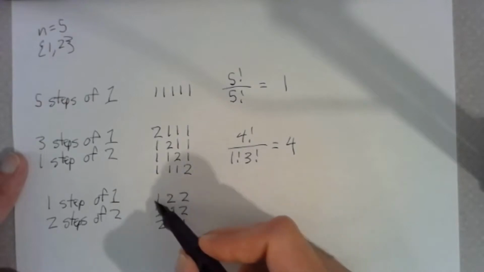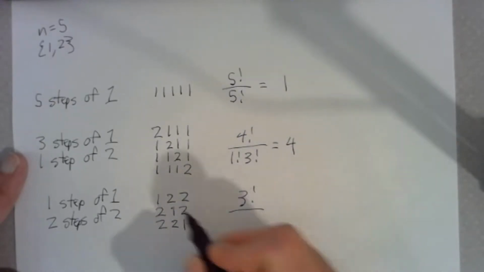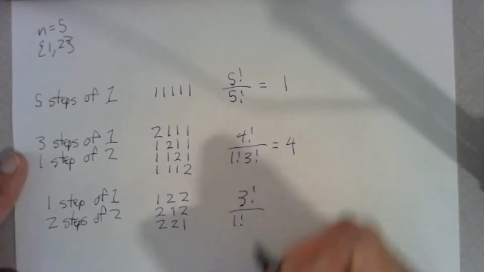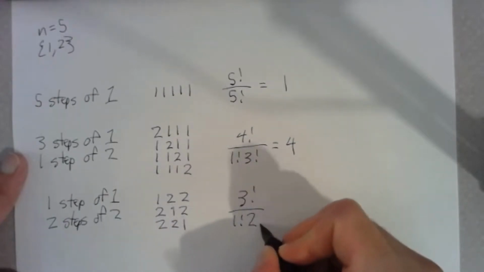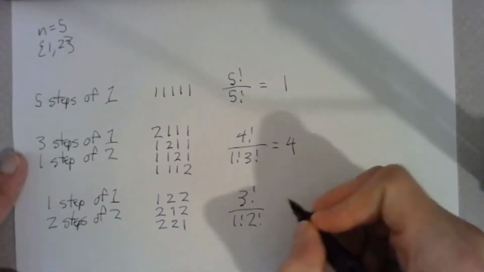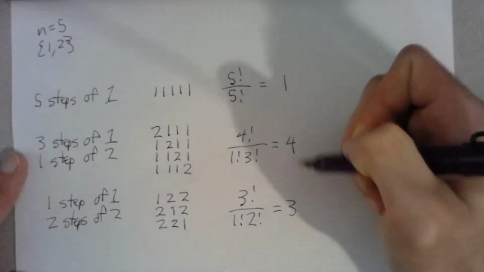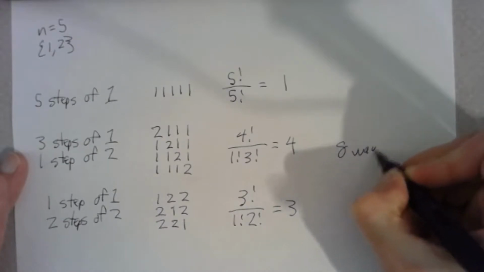For the third case, I have 1, 2, 3 total objects. Of the first type, I just have 1, so 1 factorial. The second type, I have 2 of them, so that would be 2 factorial. Okay, and that would give me 3. 1 plus 4 is 5, plus 3, that gives us our 8 ways.